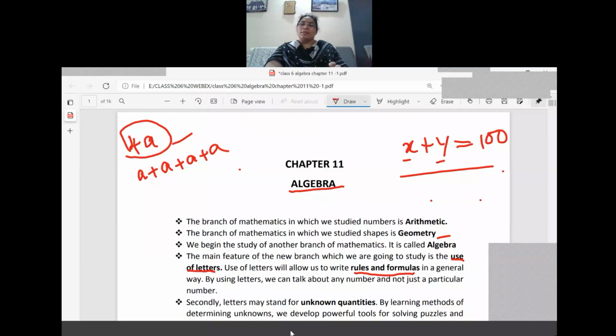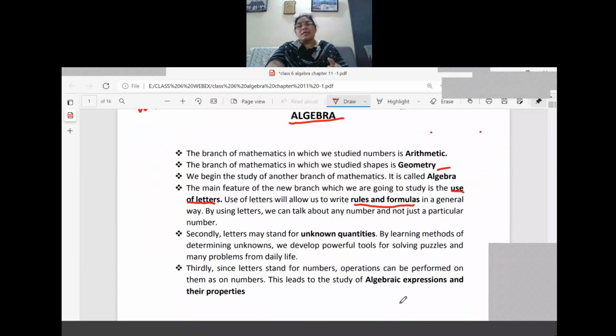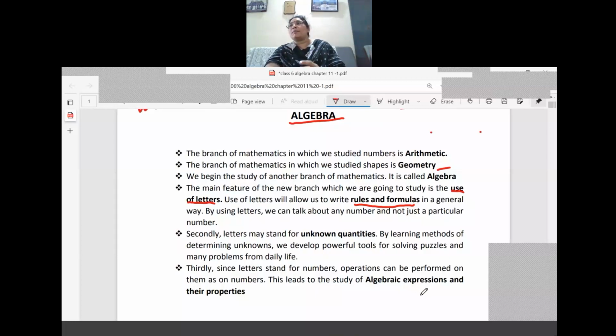Now, the next point I have written here. Secondly, letters may stand for unknown quantities. By learning the method of unknowns, we develop a powerful tool for solving puzzles and many problems in our day-to-day life. You may have played many things. You remember a number, like that you have played many games. All these are applications of algebra only.